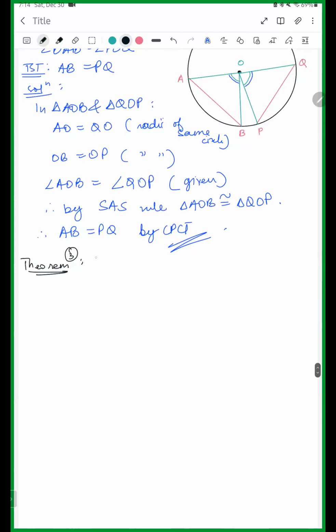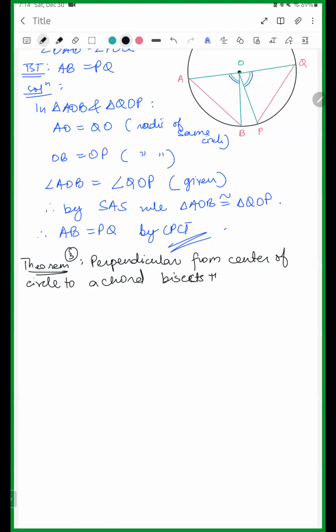This theorem is called perpendicular from center to chord bisects the chord. This is the short form of the theorem. I am just going to write the long one. Perpendicular from center of circle to a chord bisects the chord.